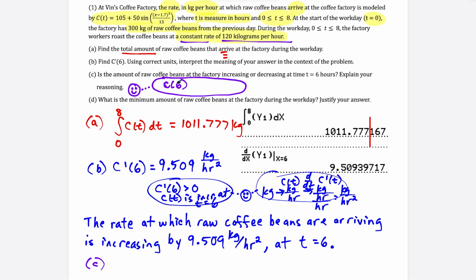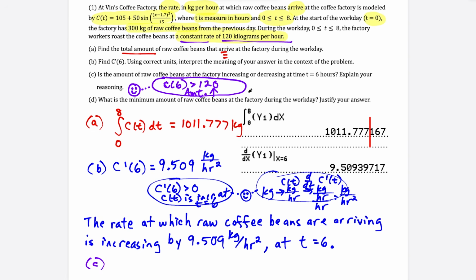So in a situation where C of 6 is greater than 120, this means that the coffee beans are showing up faster than the workers are roasting them. And if you think about it, if the amount of coffee showing up is faster than the amount of coffee being roasted, then that means the amount of coffee is going to increase. If you think about that very carefully, if the rate in is greater than the rate out, coffee is showing up faster than it's being roasted, then the pile of coffee beans is going to grow.